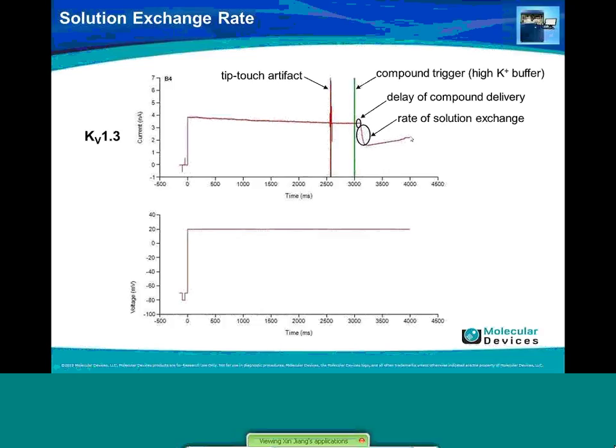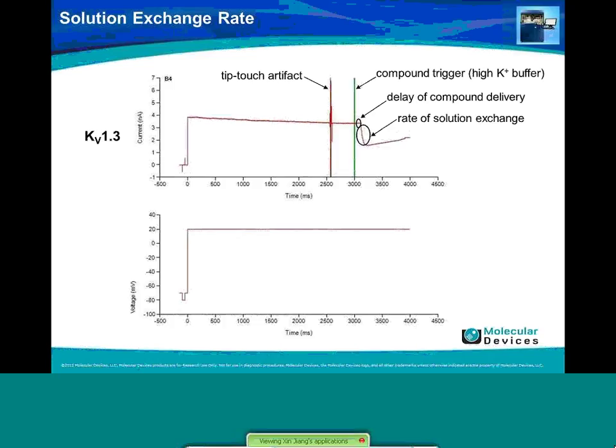So by monitoring the rate of the decline of the potassium current, we can actually calculate the rate of the solution exchange. And this is a pure measurement of the solution exchange because it takes away the biology or the gating mechanism from the analysis.